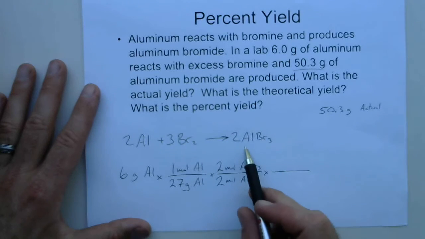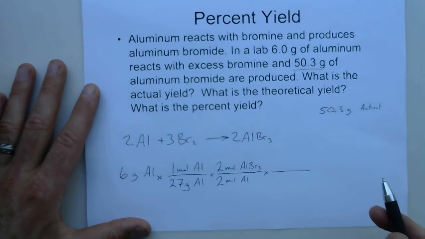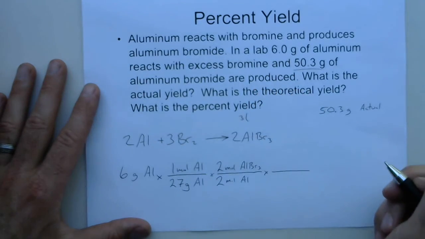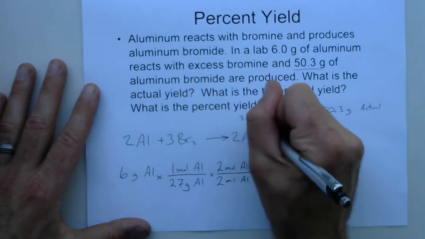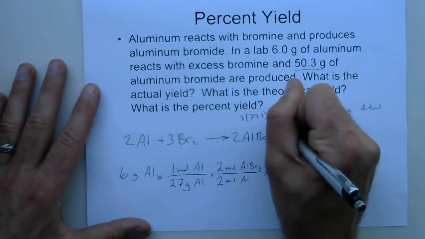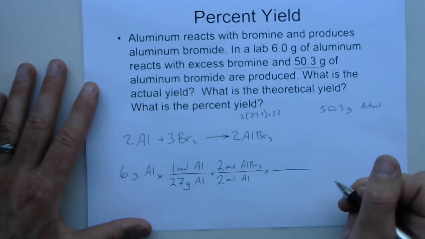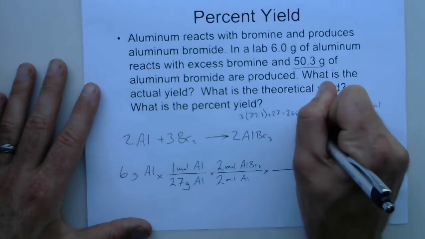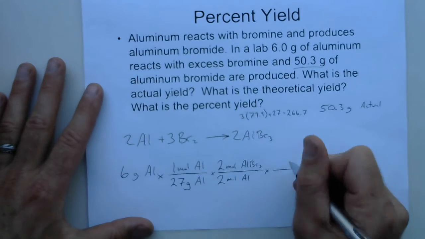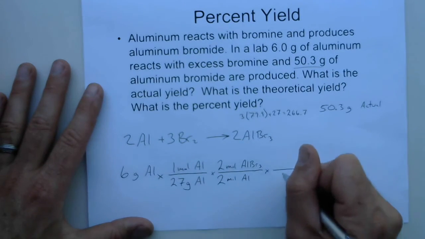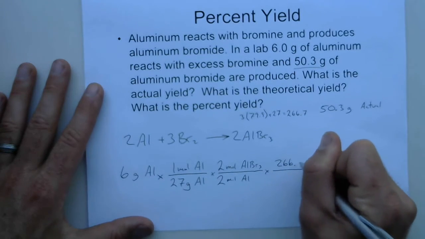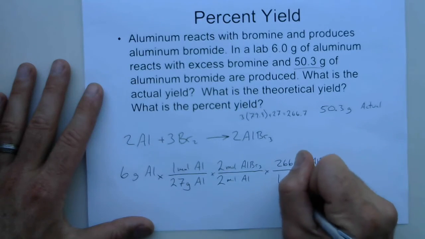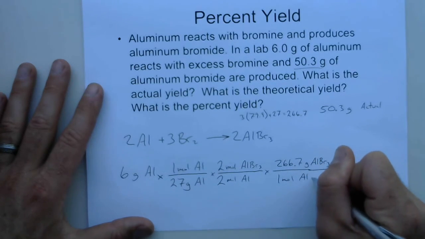And then we need to add together the molar mass of aluminum bromide. So let's see, we've got 3 bromines. Each bromine has a mass of 79.9. And then we've got 1 aluminum, which has a mass of 27. So we add that up and it gives us 266.7. Okay, so we've got 266.7 grams of AlBr3 for every 1 mole of AlBr3.